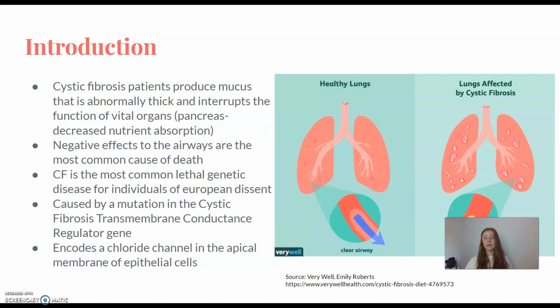Patients that are diagnosed with this produce mucus that is abnormally thick, and this interrupts the function of vital organs, one of these organs being the pancreas. And this can lead to decreased nutrient absorption, so a lot of CF patients struggle to gain weight.